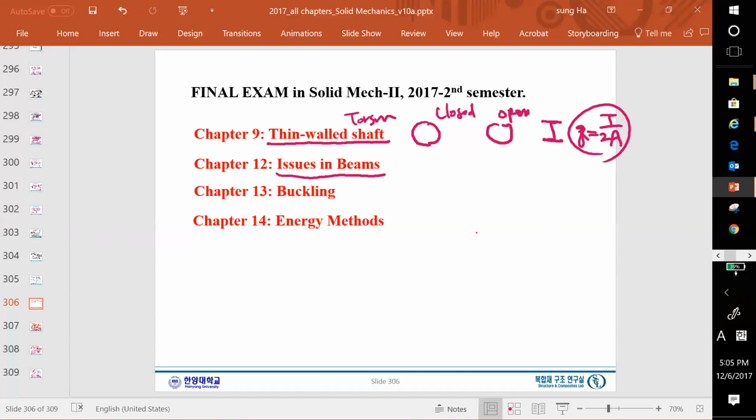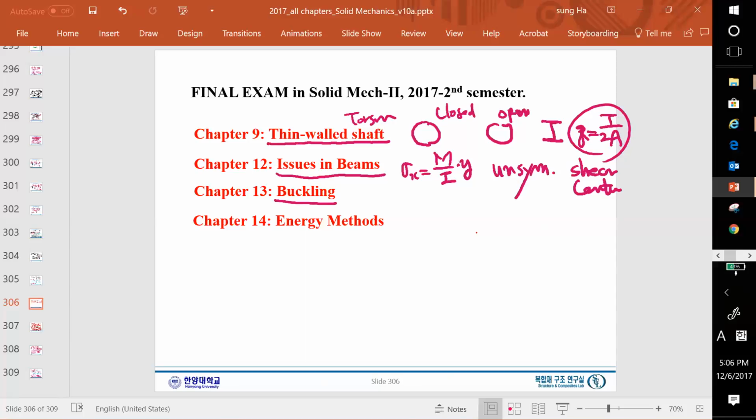And issues in beams: sigma x equals moment times y over I, the bending stress. And now you have an unsymmetric beam, and also shear center, which can be complicated and may need complicated procedures to get the solutions. But more importantly, we need to understand the concepts, why it happens, and how to solve it. What's the physical meaning?